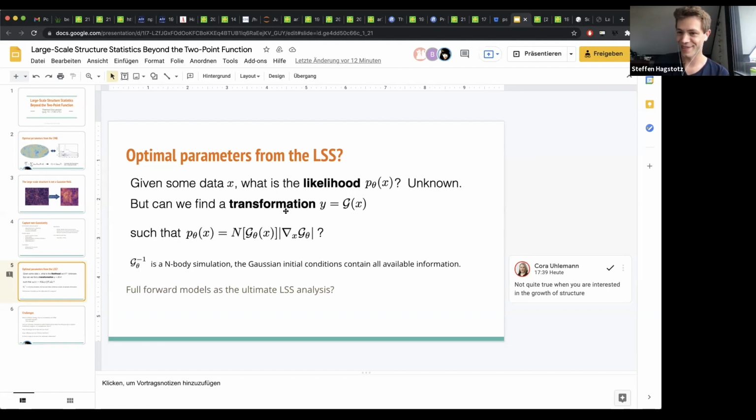Okay, Ben, please. I have a question regarding Cora's comment. So why is that not true? I mean, assuming there's no primordial non-Gaussianity, we already discussed that. But if you choose the initial conditions far enough in the past, sure.